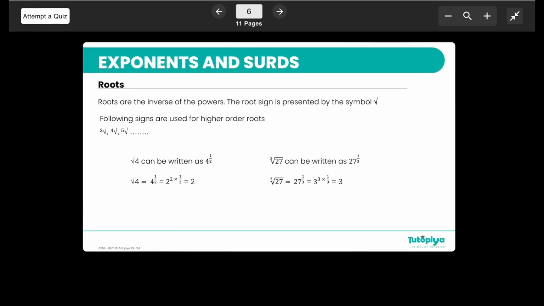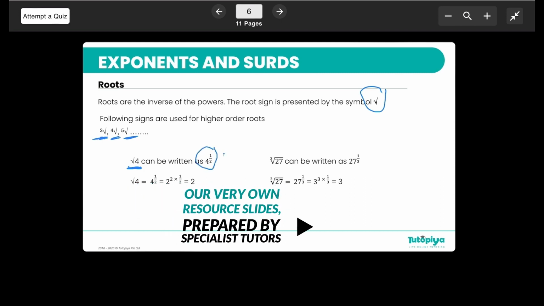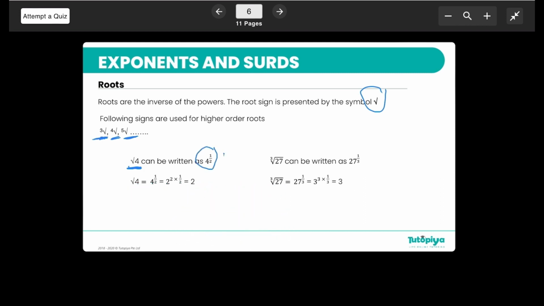Moving on, roots. Roots are basically the inverses of powers. They are usually denoted by a symbol like this. And for example, if you want to find the 3rd root, 4th root, 5th root, you would have to denote it as follows. So square root of 4 can be written as 4 to the power of half. Basically, any number, if you have the square root of it, you can convert that to a power of half. So I can simplify 4 to the power of half further. How can I do that?